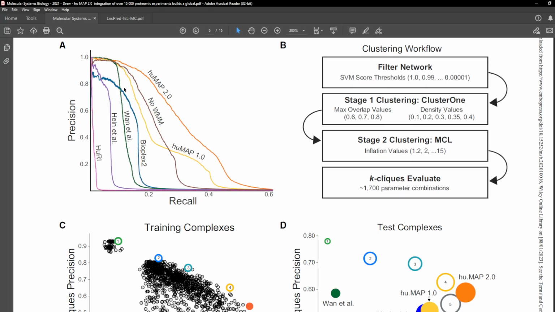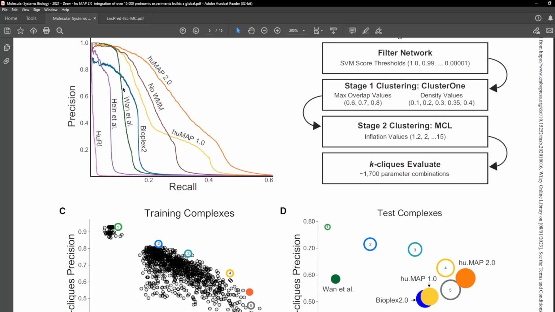K-clique precision recall, KPR, scatterplot of 1,700 clustering parameter sets. 5 clusterings, colored hollow circles, were selected representing varying degrees of confidence, balancing the trade-off between precision and recall. The 5 selected clusterings were combined as a final set of clusters, orange-filled circle. KPR scatter plot of Hu.MAP 2.0 complexes, orange-filled circle, and other published complex maps, colored-filled circles, evaluated on a test set of literature-curated complexes.